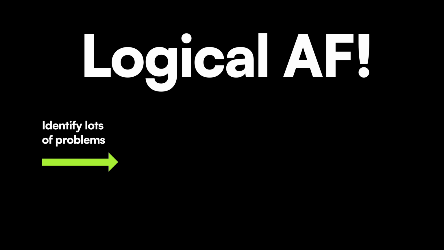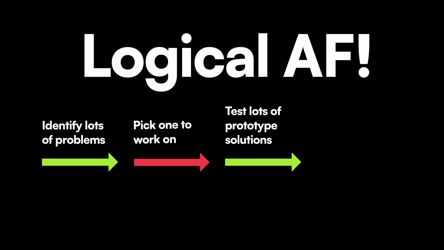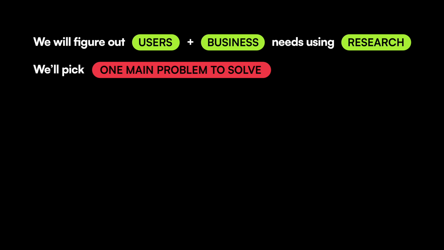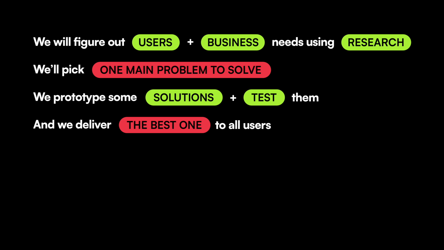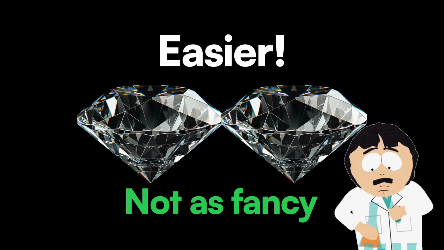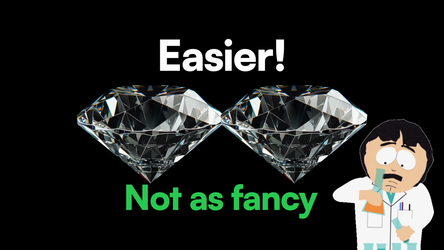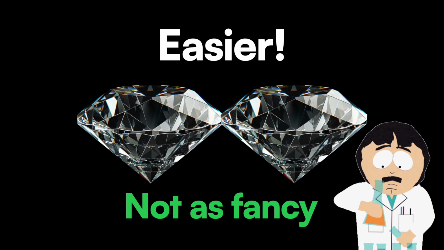This is a 100% logical approach on what steps to take to make a design better. The problem is that it can be simply summarized by: we will figure out users plus business needs using research. We'll pick one main problem to solve. We prototype some solutions and then test them. And we deliver the best one to all users. This is a lot easier to understand for stakeholders than a double diamond, but doesn't sound as fancy and expensive. Do you get it now?